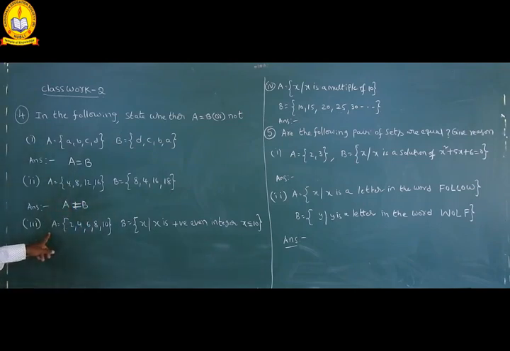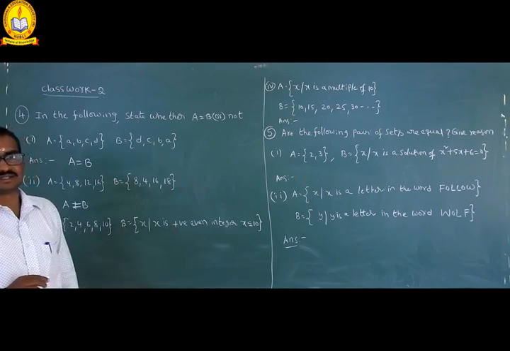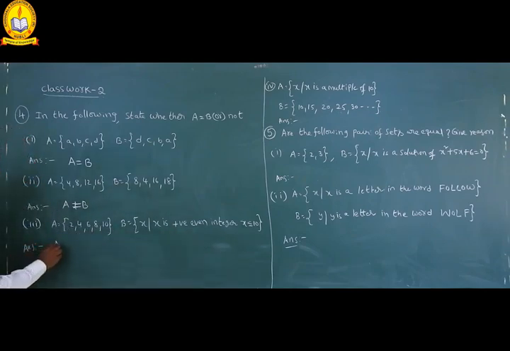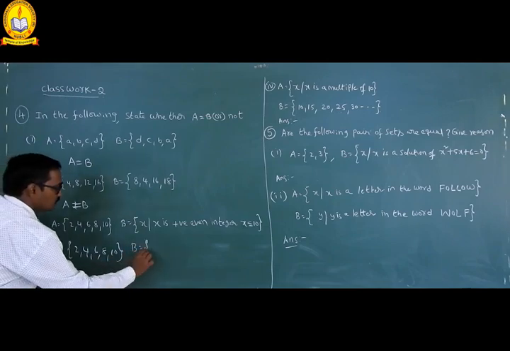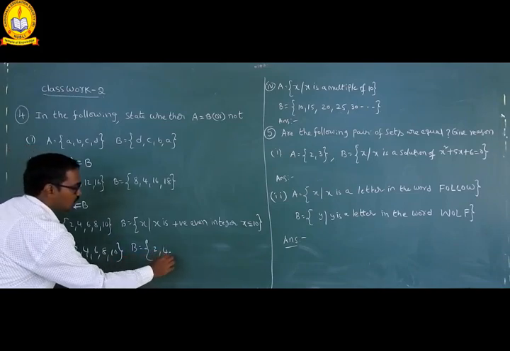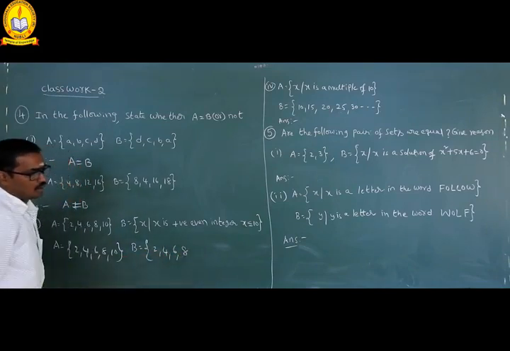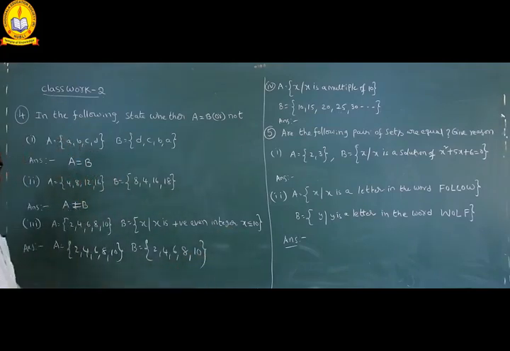Next, question number 3. Set A is equal to {2, 4, 6, 8, 10}. Set B is equal to {x such that x is a positive even integer, x less than or equal to 10}. You know the positive even integers are 2, 4, 6, 8, and with x less than or equal to 10, 10 is also there. So 2, 4, 6, 8, 10. Here also 2, 4, 6, 8, 10 is there. Both are equal sets. So A is equal to B.